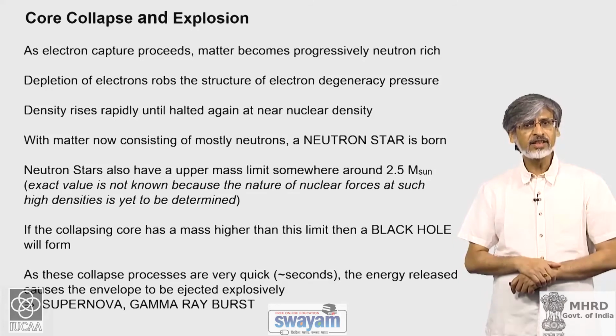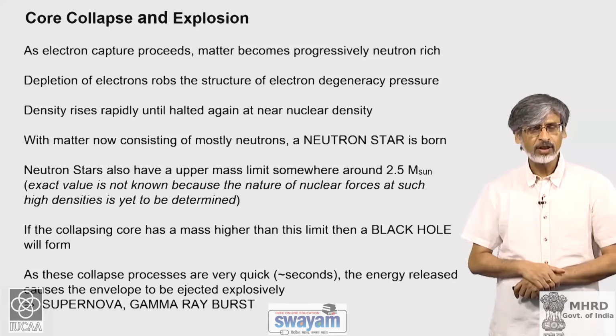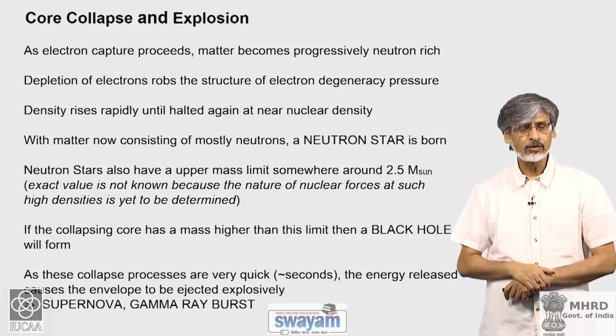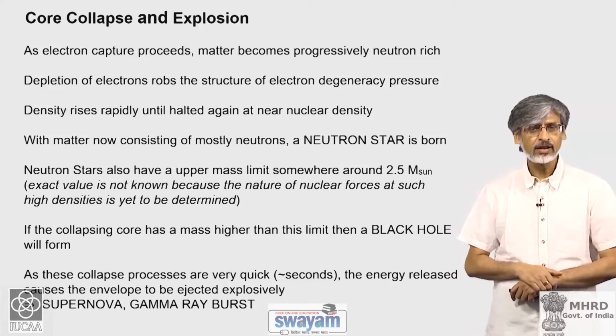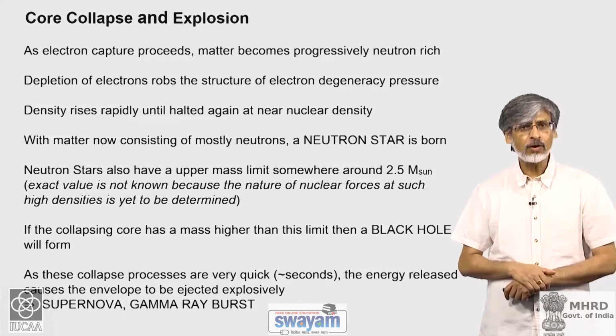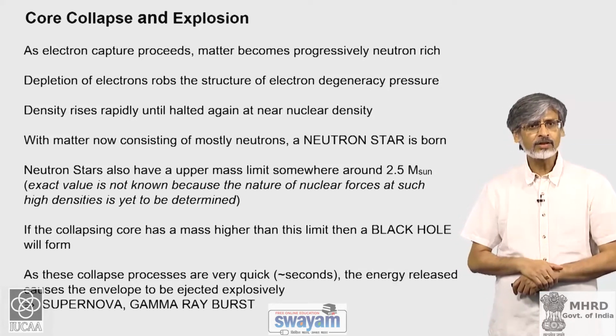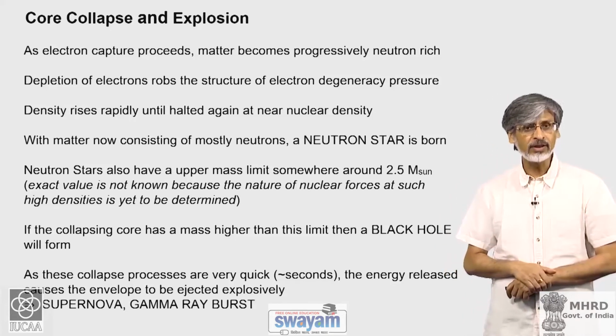The energy released in this process is enormous, because you come from a very distended configuration to a very, very compact configuration, and the entire gravitational binding energy is released. So, this very large amount of energy is released in a very short amount of time, and this causes the envelope to be ejected explosively.